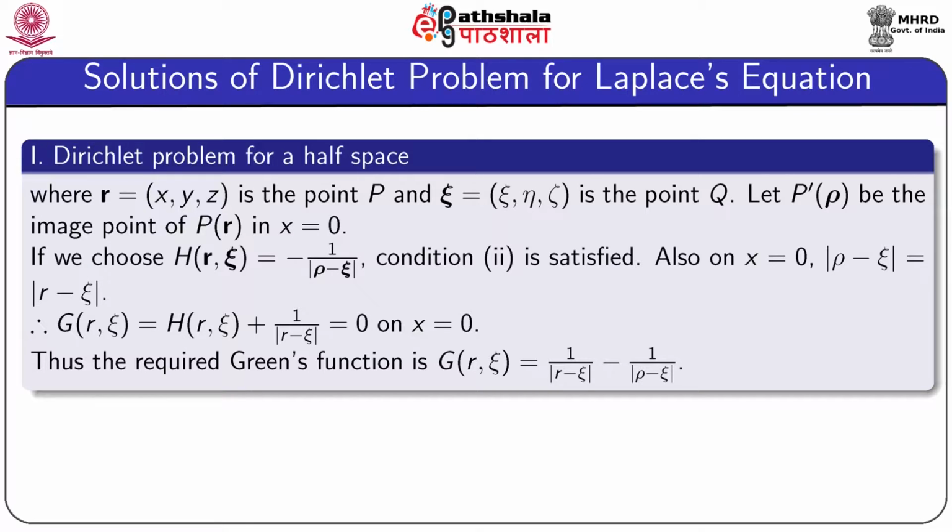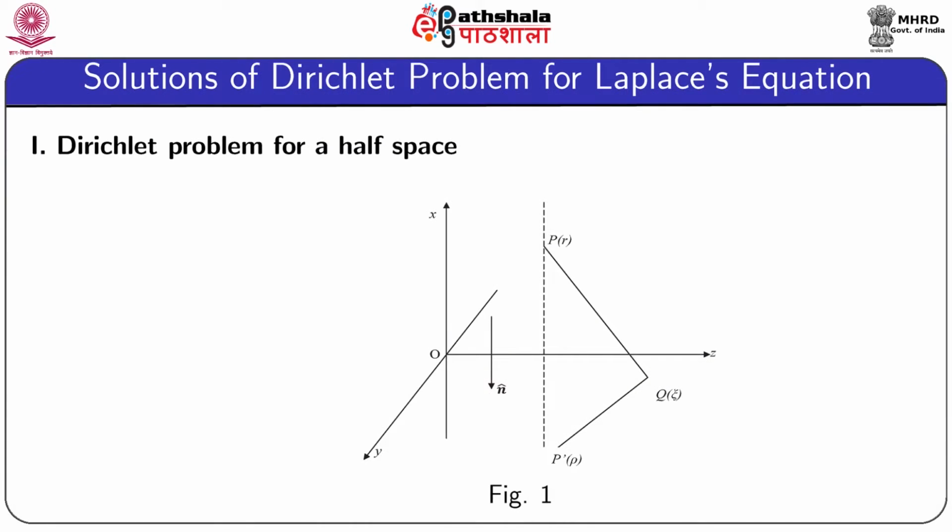So, if we see the corresponding figure, this is the xyz space and the boundary of the space is x equals 0, and the Laplace equation is defined in the space where x is greater than or equal to 0. So, in the space x greater than or equal to 0, P is a fixed point having position vector small r, and Q is a variable point in that space having position vector xi, and we have considered P dash with position vector rho such that P dash is the image of the point P about the plane x equals 0.